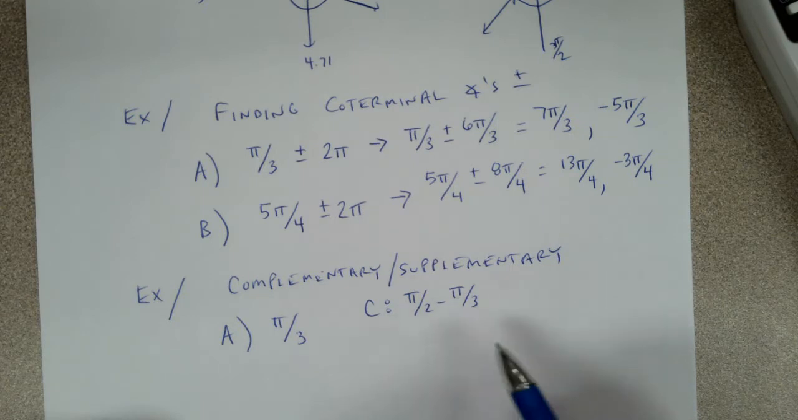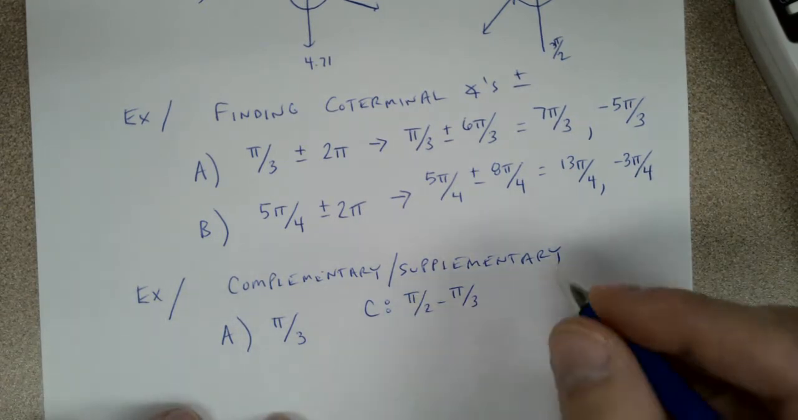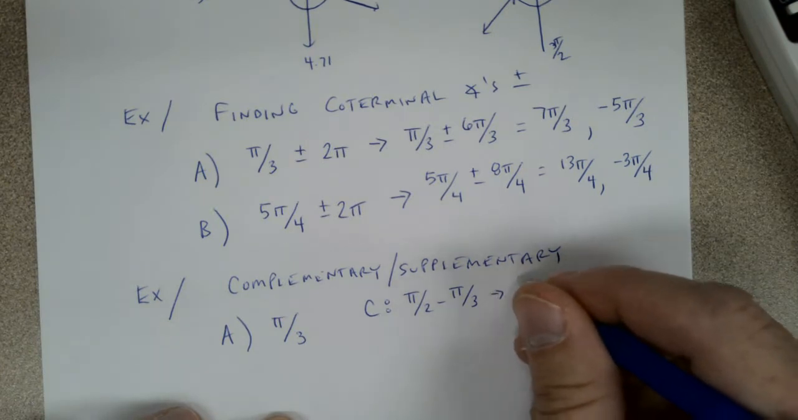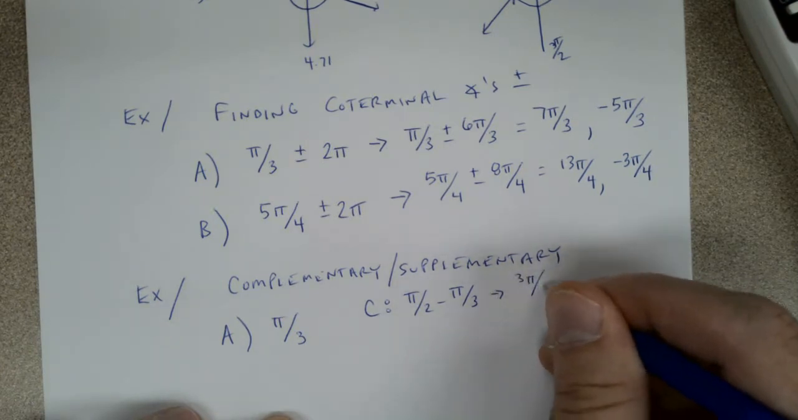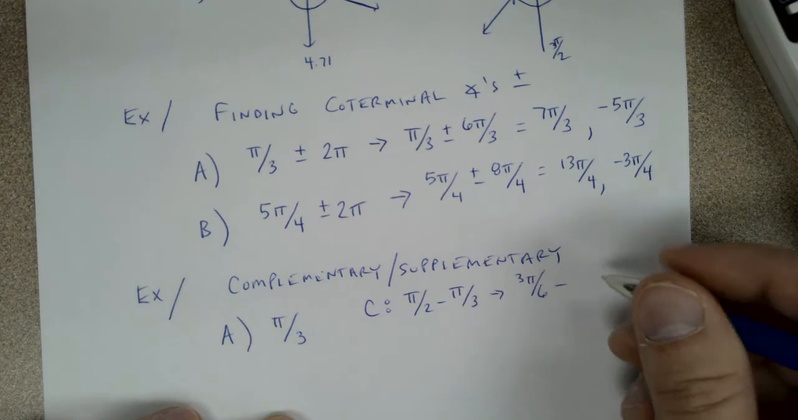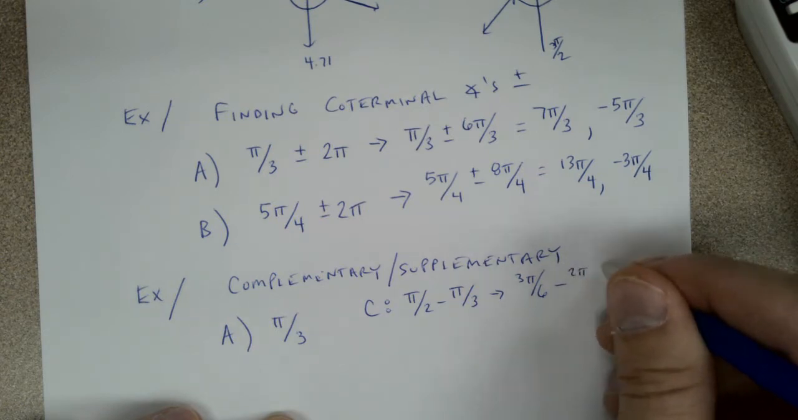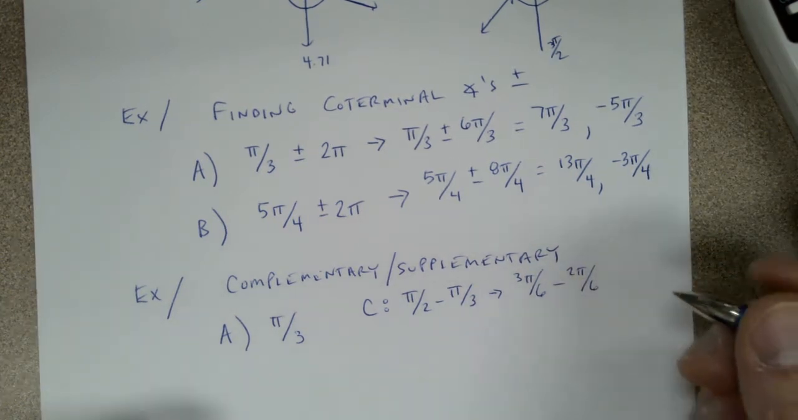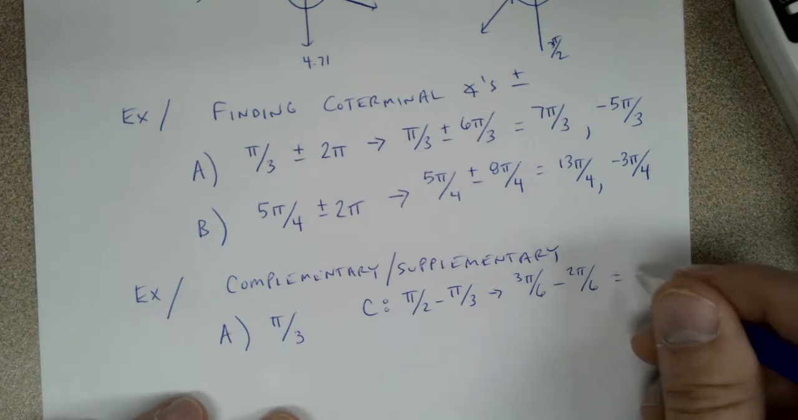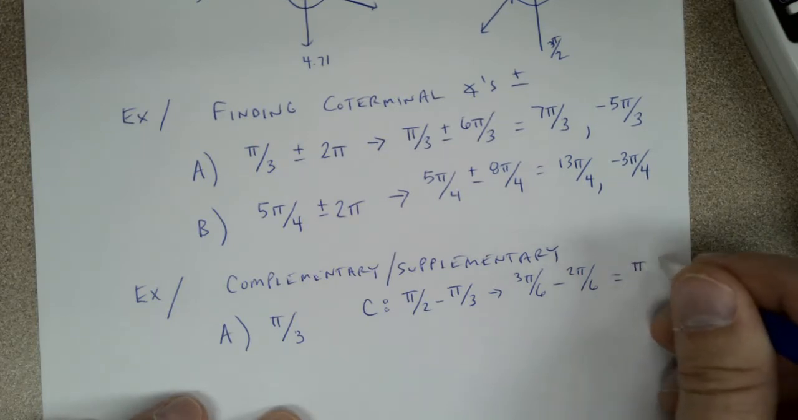So when I do pi halves minus pi thirds, again I have to get a common denominator. So this would be 3 pi sixths minus 2 pi sixths. So my complementary angle here would just be 1 pi sixths, or just pi sixths.